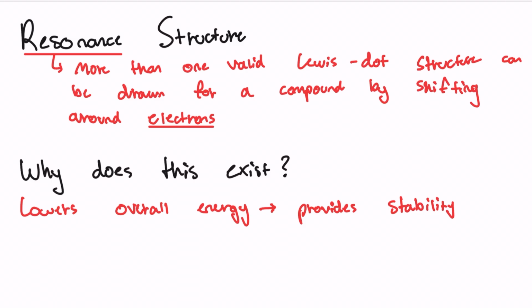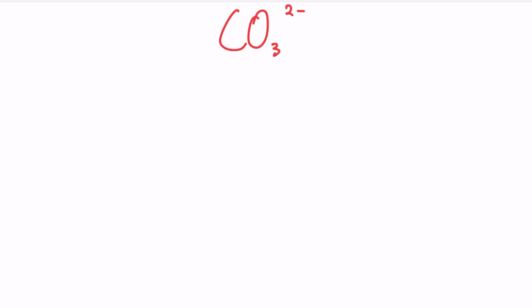This comes as a result of the electrons being delocalized. If they're further apart from one another, their electron-to-electron repulsion decreases, and therefore the overall energy of the molecule also decreases. So, make sure you understand this. Resonance exists when we can draw more than one valid Lewis dot structure for a compound. For instance, say we were asked to draw the structure of carbonate, chemical formula CO3 2-.